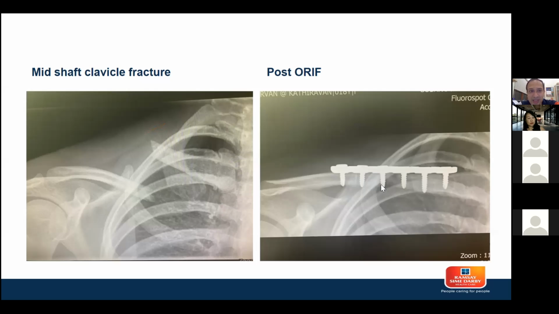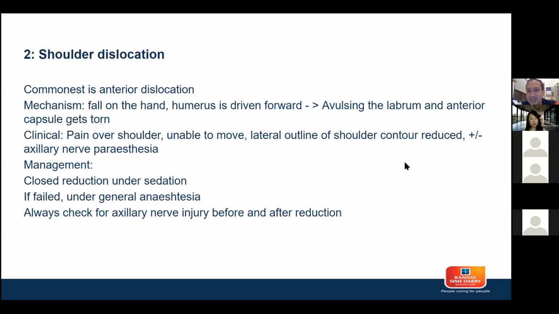Shoulder dislocation, another common injury that we see. The commonest is for the shoulder to dislocate anteriorly. So the shoulder joint moves forward. Again, the mechanism is usually a fall on the hand. The humerus is actually driven forward and it avulses the labrum of the joint and the anterior capsule generally gets torn. So this is what happens when you dislocate your shoulder.